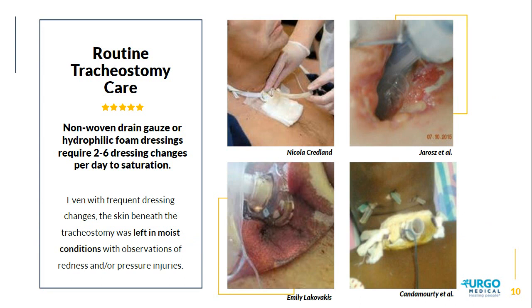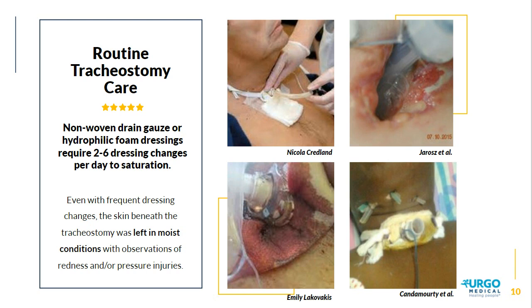So I took a look at our current management. We had 2 different dressings that we used at our facility, and there was really no rhyme or reason why one person would pick one versus the other. We had a non-woven drain gauze and we had a hydrophilic foam. Both of these required 2 to 6 dressing changes per day on average.